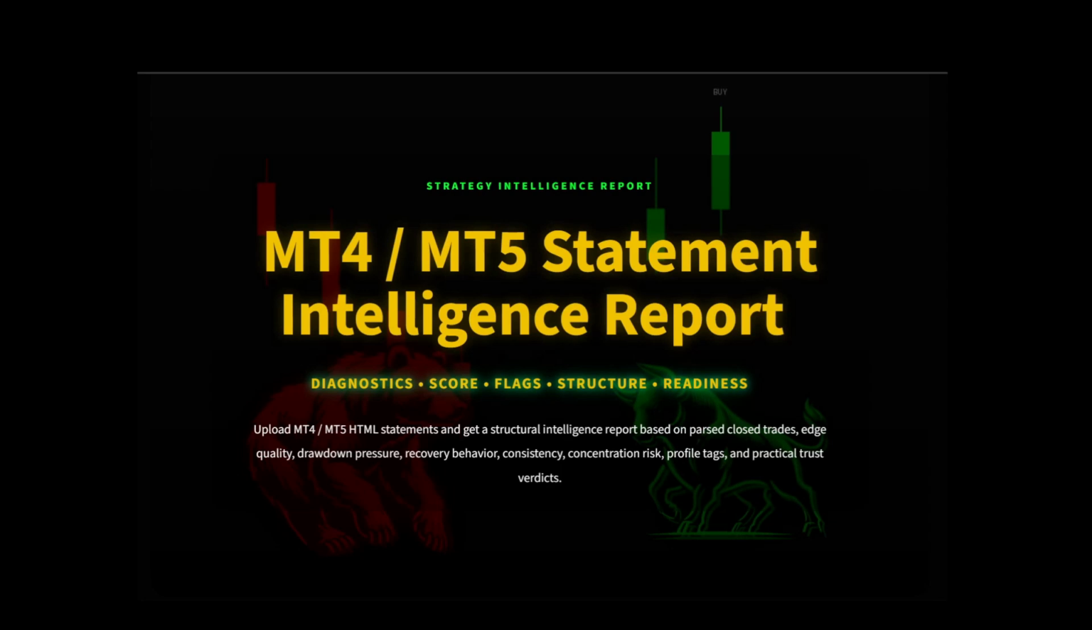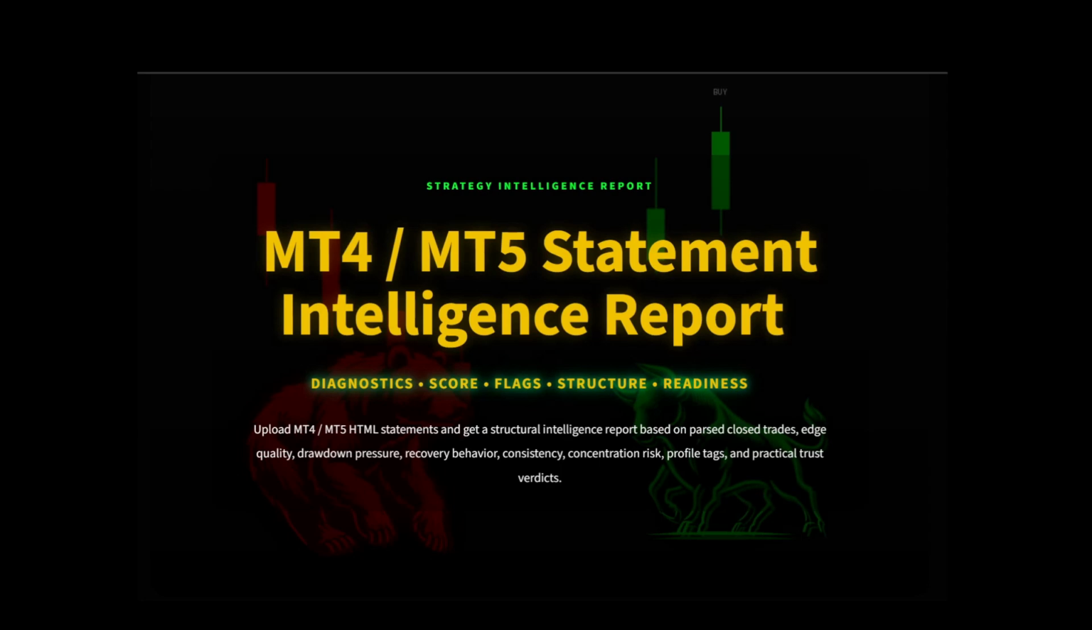This tool has a different job. Monte Carlo shows how the structure reacts under pressure. The Strategy Intelligence Report reads the statement itself and builds a structural profile from the closed trades. It looks at profit, drawdown, recovery, edge quality, consistency, outlier dependency, concentration risk, capital readiness, and deployment risk. So the question is not only, did this strategy make money? The real question is, does the structure behind the profit deserve deeper trust?